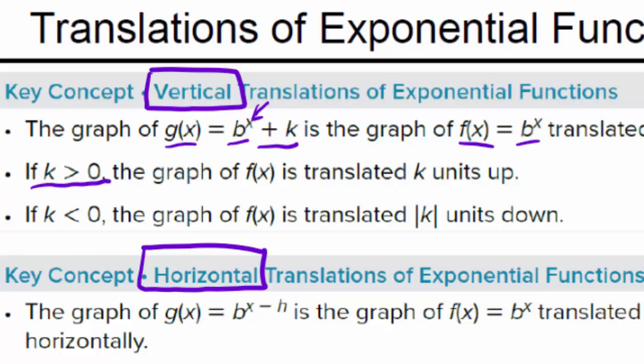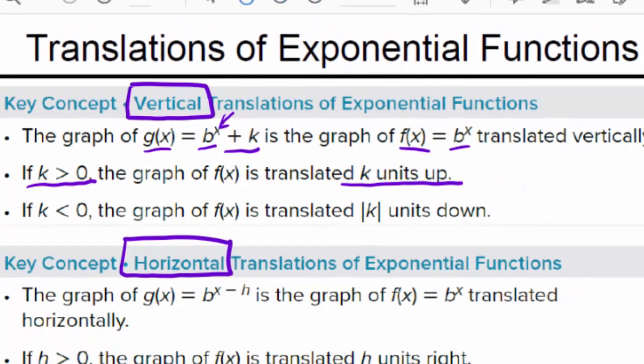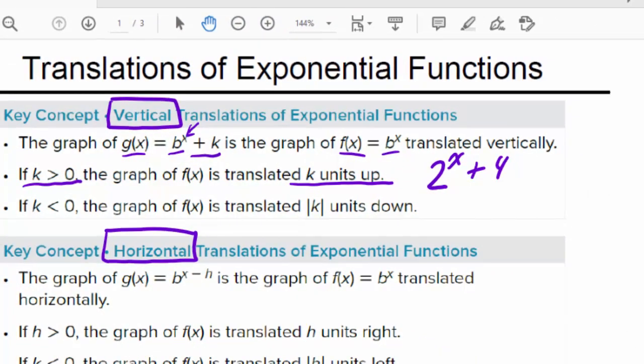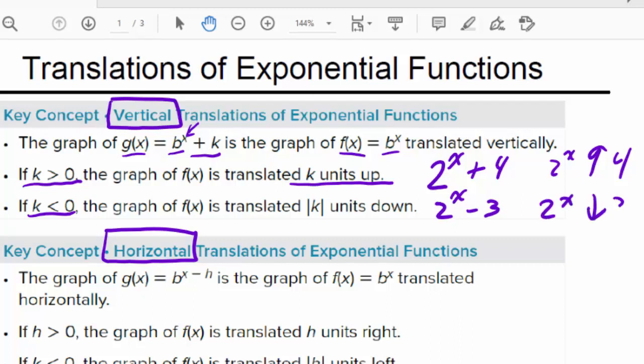So if k is greater than 0, then that is translated up k units. So if we have 2 to the x and we put plus 4, that means the graph of 2 to the x will go up 4 units. And if we have k that's less than 0, then the graph of f of x, let's say f of x is 2 to the x, and then we've got a minus 3, for example, then the 2 to the x will go down 3. Now they say translated the absolute value of k units down. Of course, the absolute value of -3 is 3, but 3 units down.